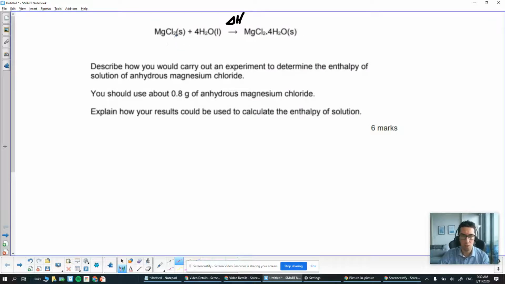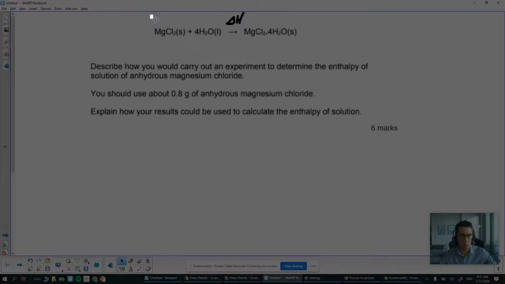Now, we know that chlorides are soluble, so when you add magnesium chloride to water, it should dissolve. It shouldn't form a solid. So this equation doesn't really make any sense. Basically, this reaction is not feasible. But we can still work out the enthalpy change theoretically by creating an enthalpy cycle.